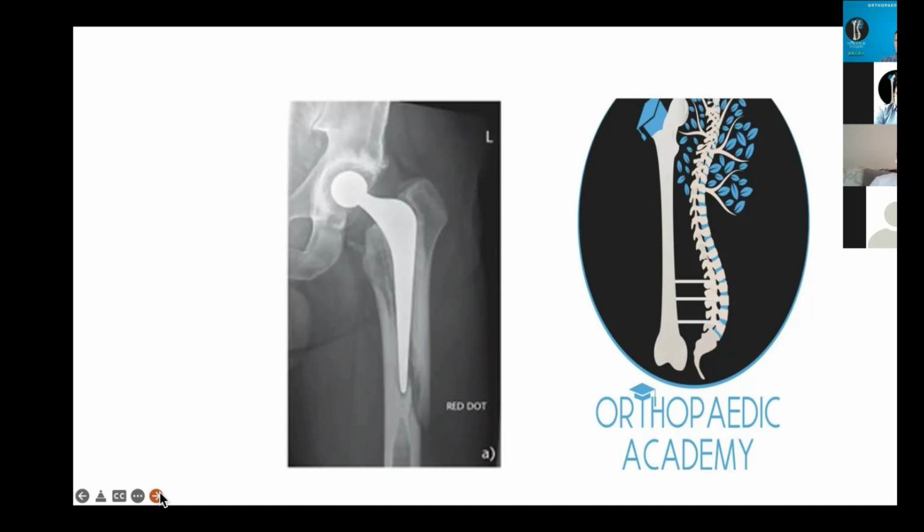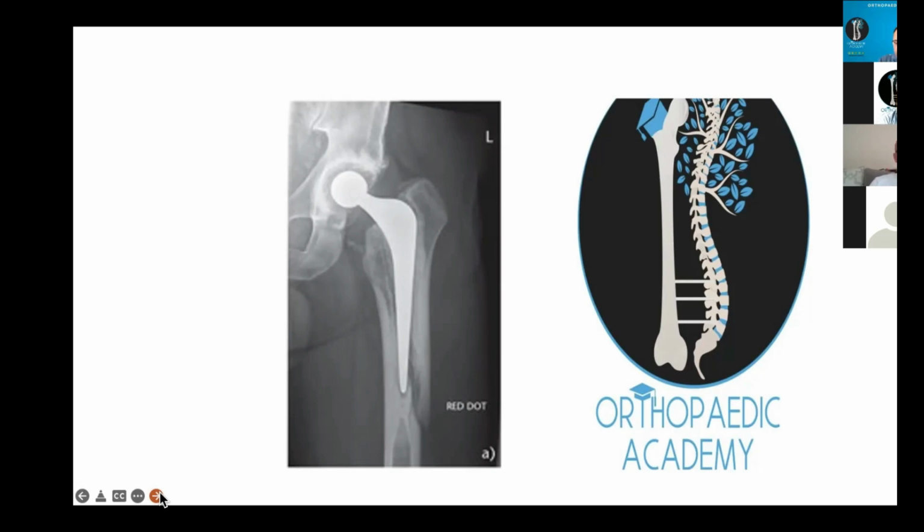ASAP. I will take a history about the fall, any other associated injury like a head injury, and I would like to take a history about past medical history, especially whether she's on steroids, any blood thinning drugs, to optimize her. Ideally, also check locally if there are any signs of affection of the soft tissue, and distal neurovascular status. And yeah, so you're going to take a history, all right?